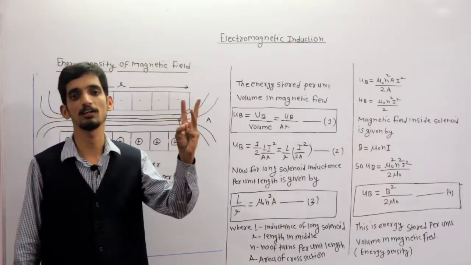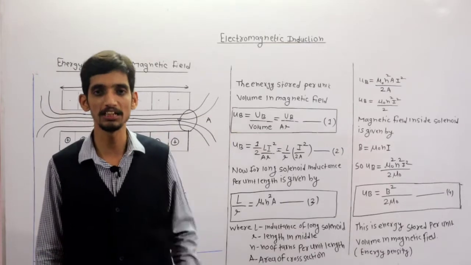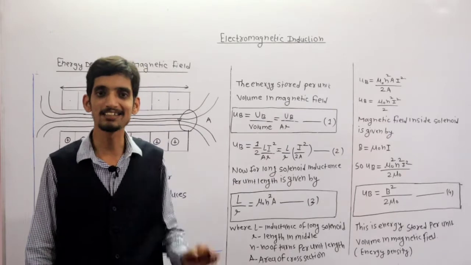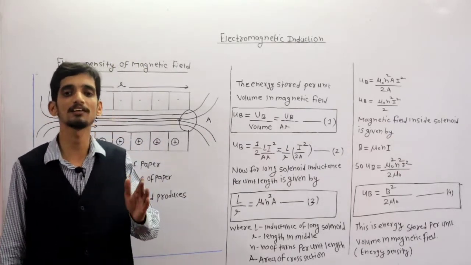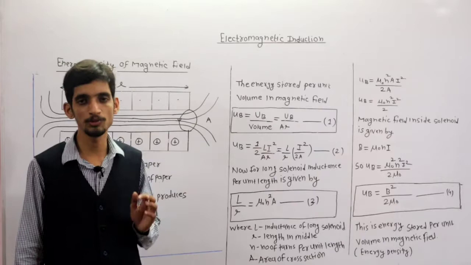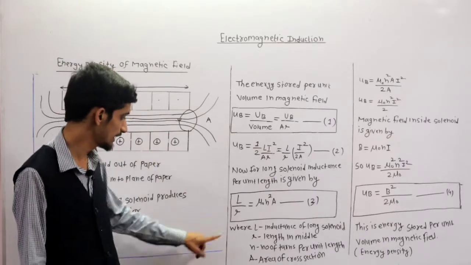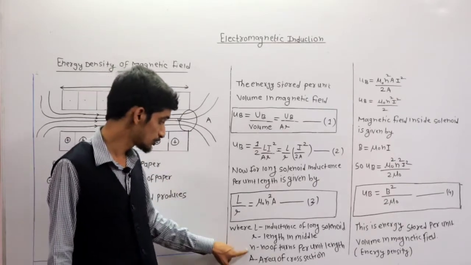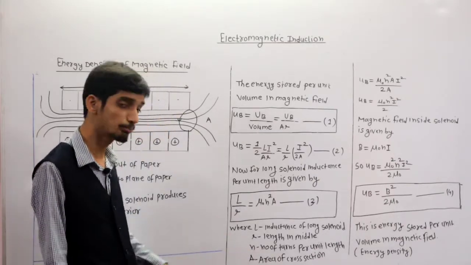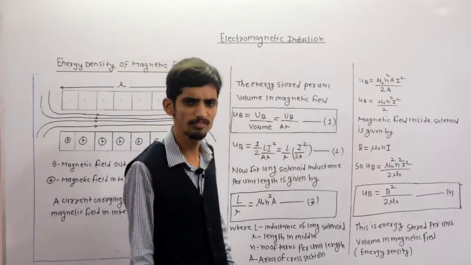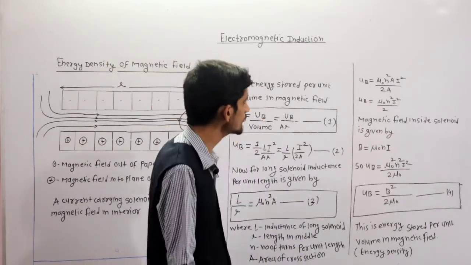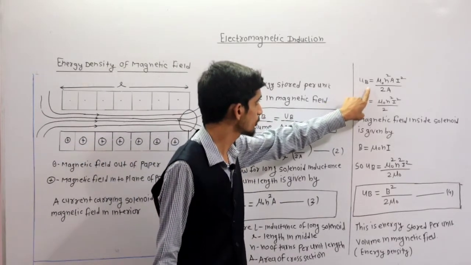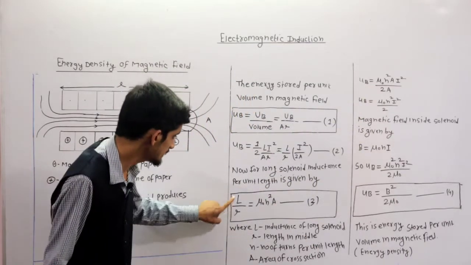Clear? First I wrote the basic formula of energy density. Second, I substituted the expression for energy stored in magnetic field. And third, I wrote the formula for inductance per unit length of solenoid, which is mu 0 n square A. Where L is what? Inductance of solenoid. Small l is the length of the solenoid, small n is the number of turns per unit length, and capital A is the area of cross section. Clear? Okay. Now, this particular energy stored per unit volume can be written as, now listen here, this L upon l.